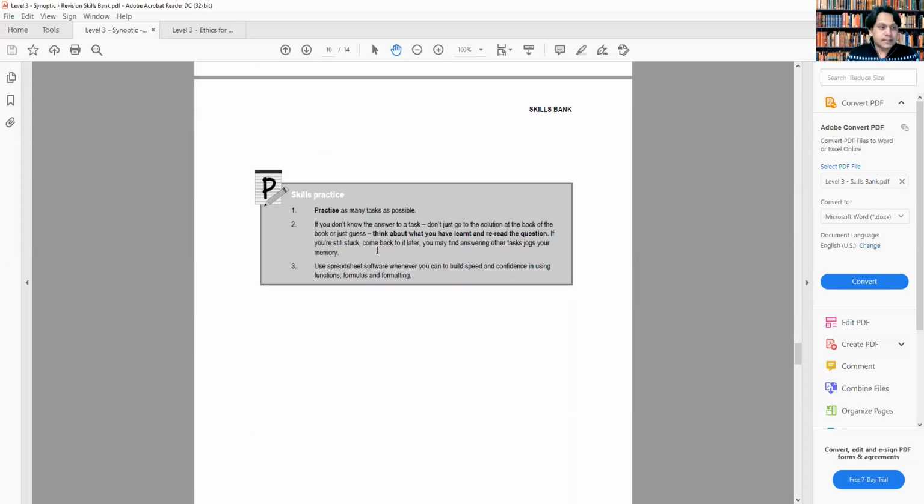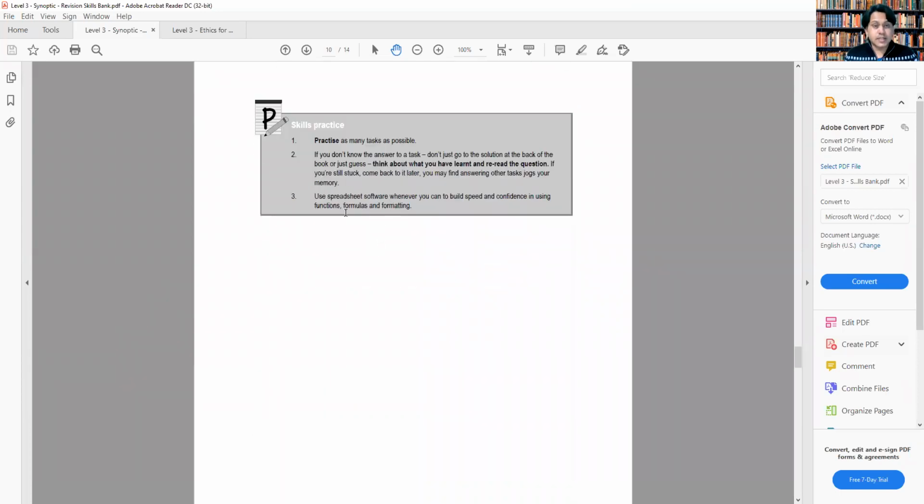Then you have a skill practice. On the skill practice section, we can see here it says practice as many tasks as possible. So try to practice as many as possible. If you don't know the answer to a task, don't just go to the solution at the back of the book or just guess. Think about what you have learned and reread the question. If you are still stuck, come back to it later. You may find the answer. Other tasks jog your memory.